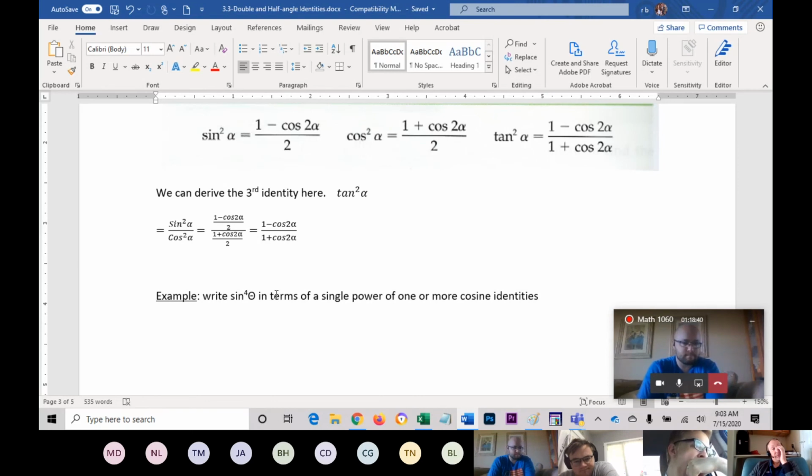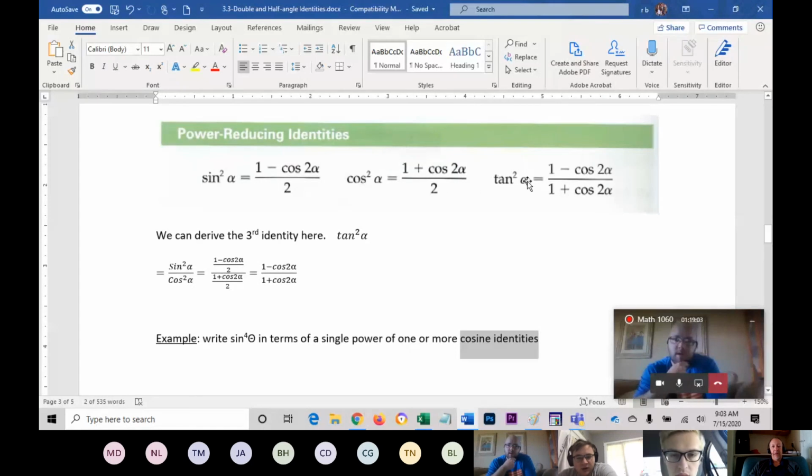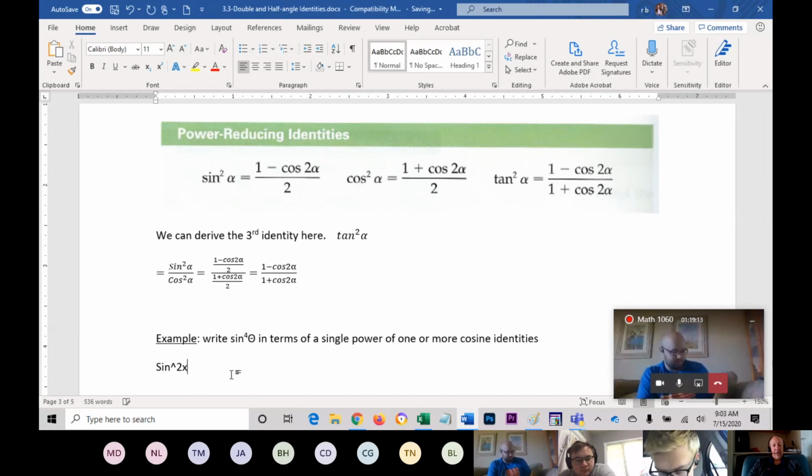So what do you think? Are we trying to change sine to the fourth into a bunch of cosine identities? Okay. So which of these three up here do you think would be most useful? The sine squared. Right. So we could write this as the sine squared of x quantity squared, right?